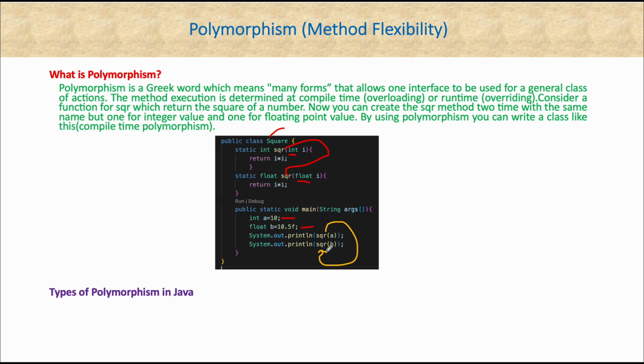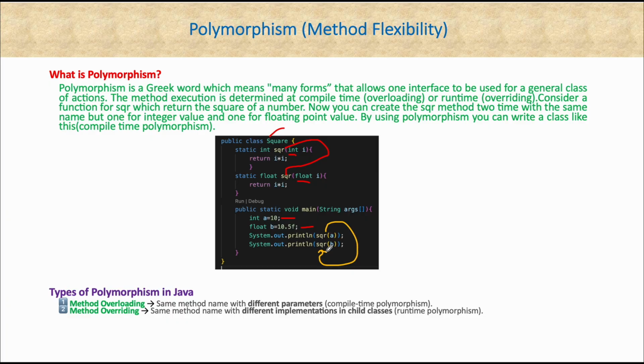Types of polymorphism in Java. First, method overloading. Same method name with different parameters. In the preceding example, same method name but different data types. Second, method overriding. Same method name with different implementations in child classes.